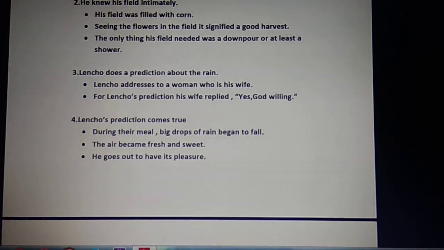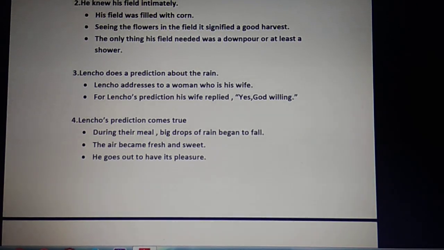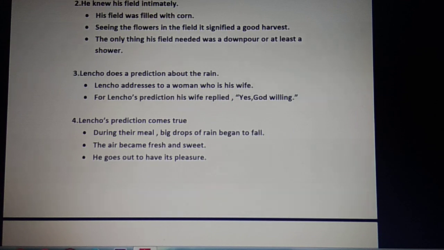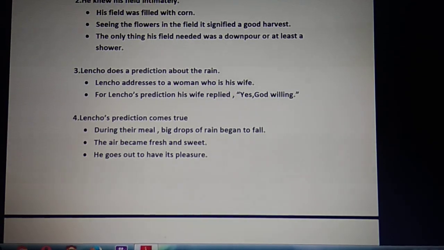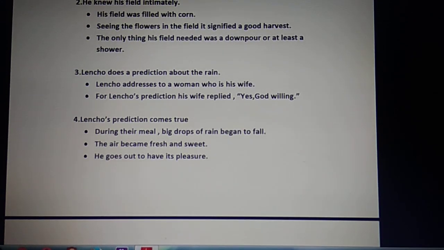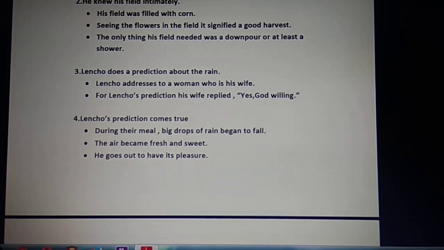Lencho addresses a woman who is his wife. As we read the paragraphs, we can see that Lencho is doing a prediction and telling a woman, and that woman is his wife. For Lencho's prediction, his wife replied, "Yes, God willing." So over here we can see one new character in the story as God. To the prediction which Lencho did, his wife replied that if God wills, then they can have a good rain. Then with that rain, they can have a good harvest also of corn.